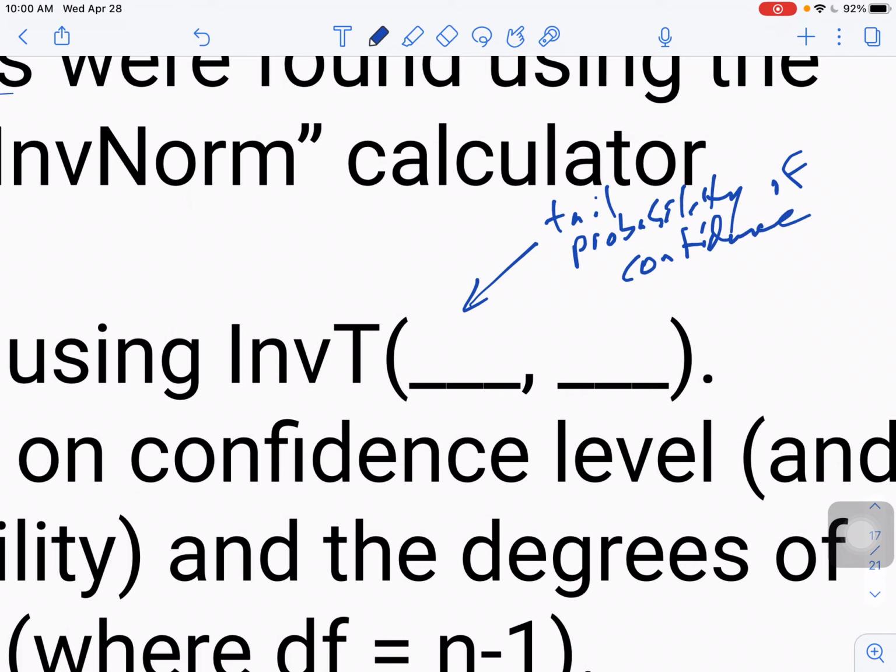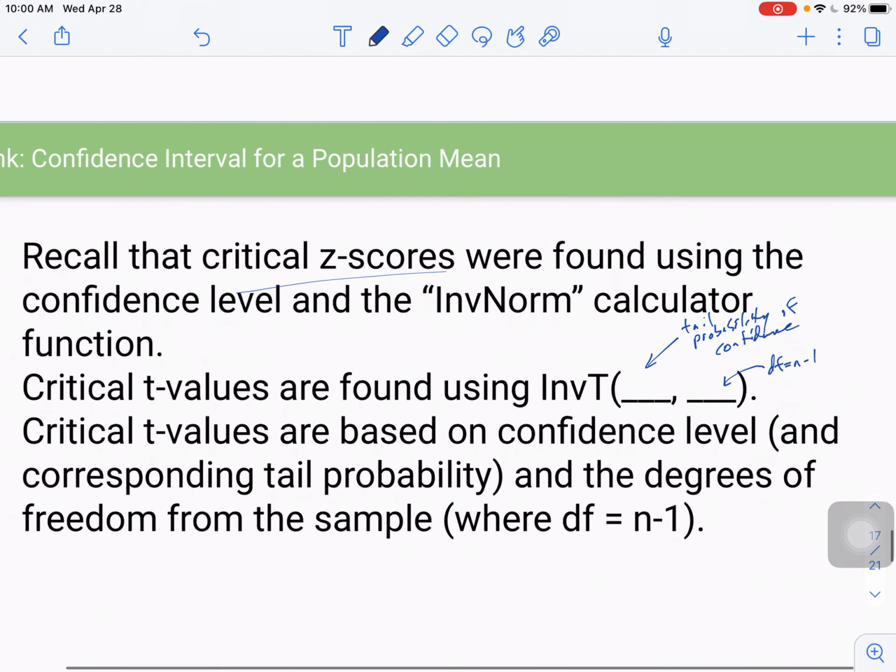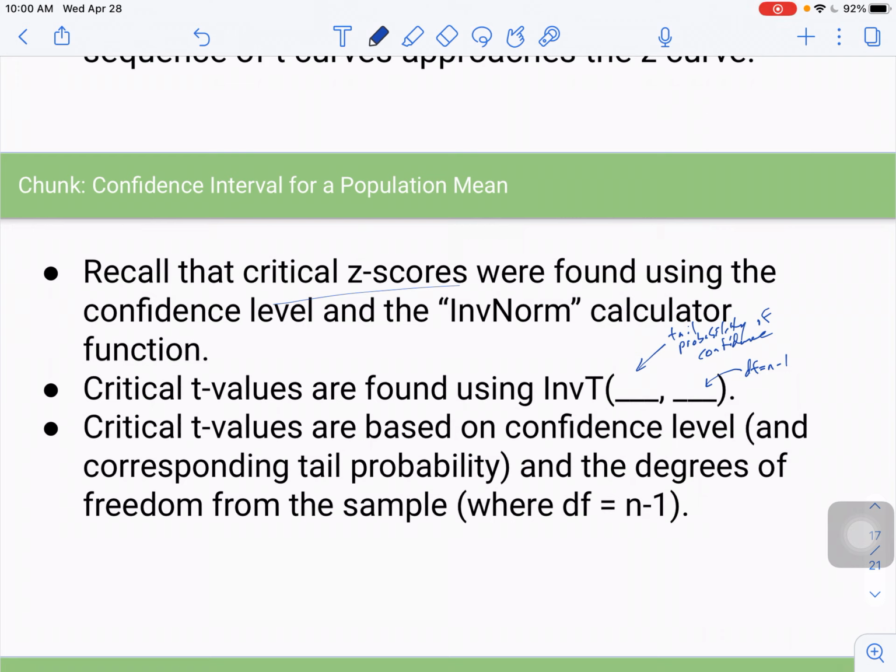Right, so when we did 95% confidence for the z critical value, we used 0.025. So that's the 2.5% on each tail of that middle 90%. And the second argument is simply your degrees of freedom, so n minus 1. So those are the two things that you put into inverse t. And again, critical t values are based on the confidence level and the corresponding tail probability, and then the degrees of freedom from the sample.